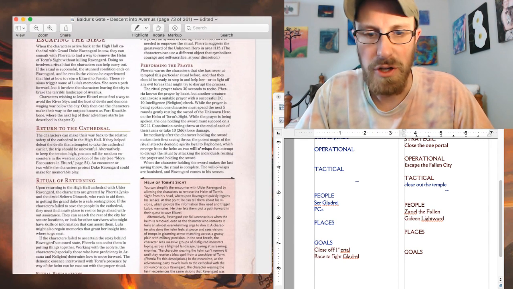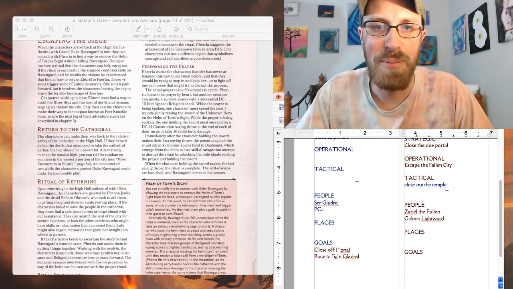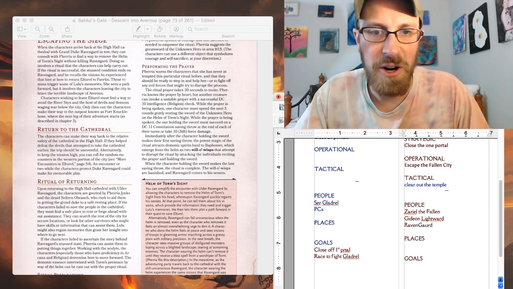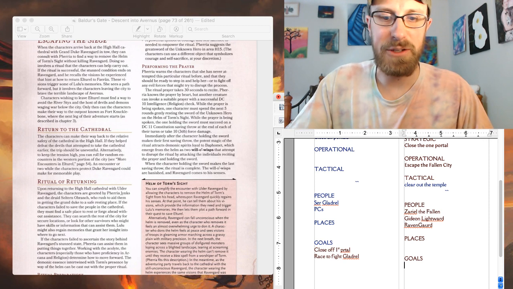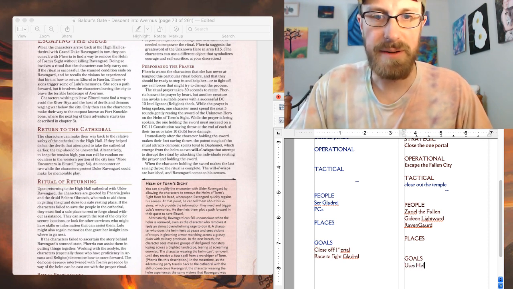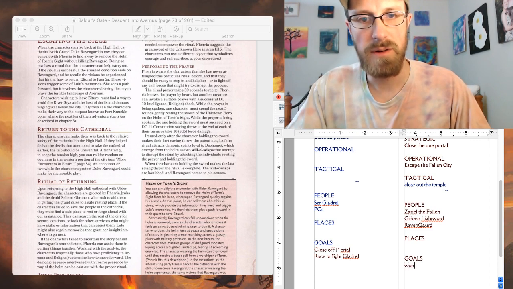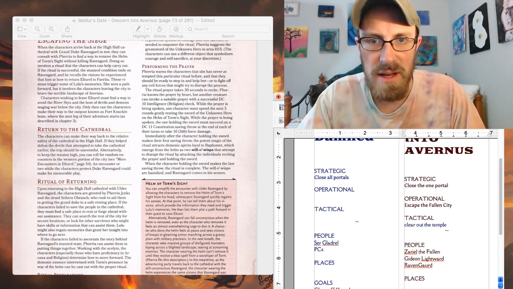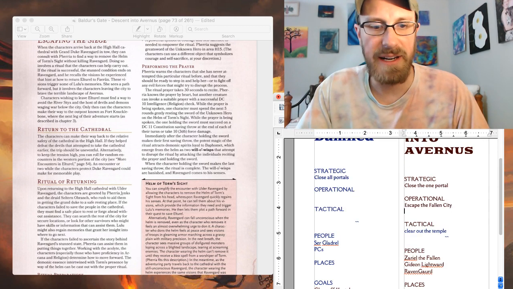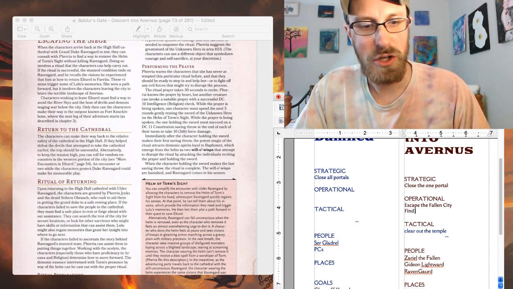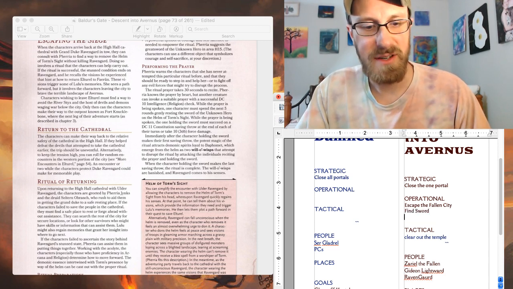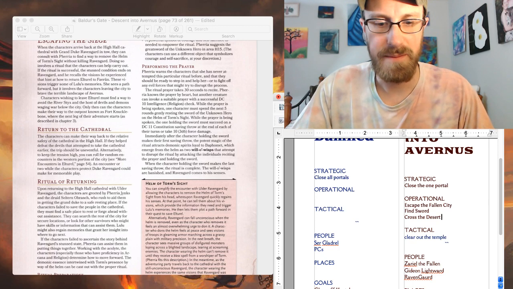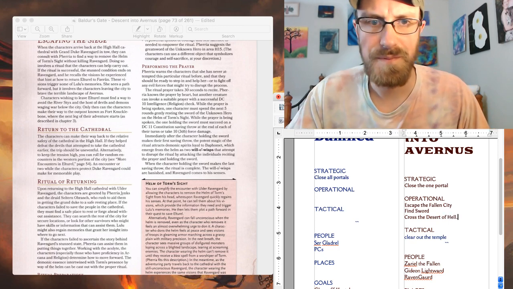So let's pull up our thing. So we have people. We have Ravengard. And Ravengard's goal is, no, he wants to find the sword. Right? And so that's sort of an operational goal that we have here too, right? Find the sword. And then you have to cross the desert of hell. Okay.